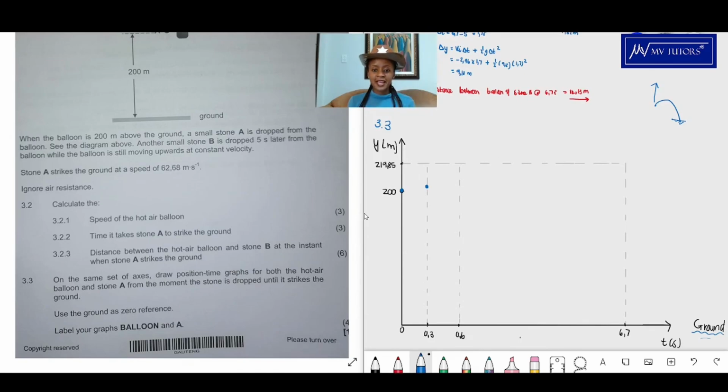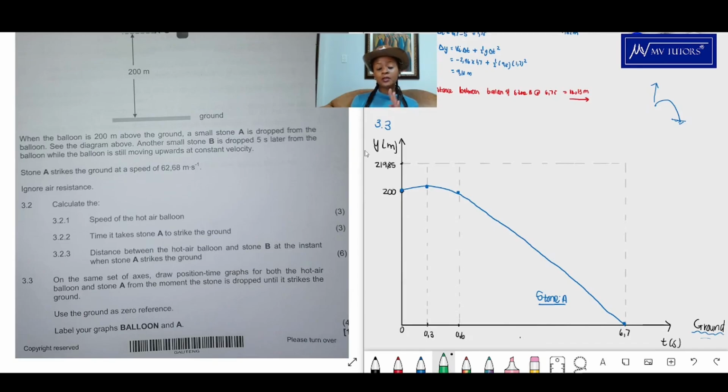It goes up a bit, and then it comes back to 200 meters at 0.6 seconds. And then at 6.7, that's where it reaches the ground. So let us see how that looks when we attempt to draw this. Okay, this is going to take the whole day. Okay, that is what happens. And now, this is the stone, stone A.